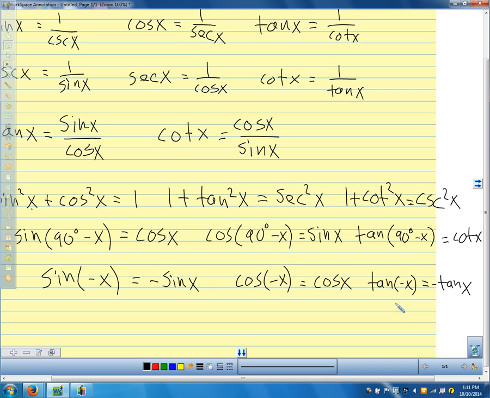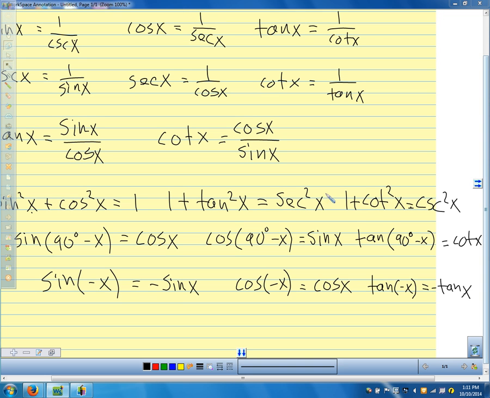All right, so these are the identities we're going to use. The quotient, the reciprocal, and the Pythagorean identities are the ones that we use most often. These don't show up quite as often, but we still use them. So these are how we're going to use the identities.